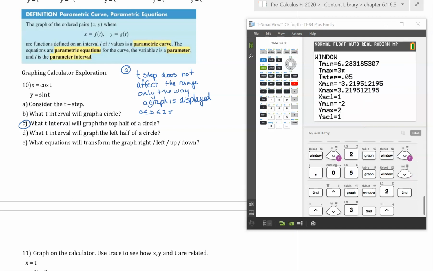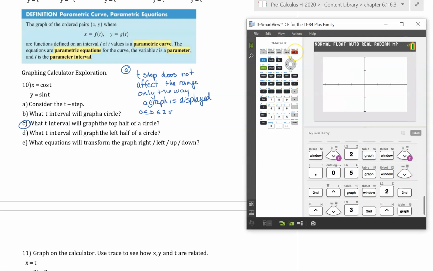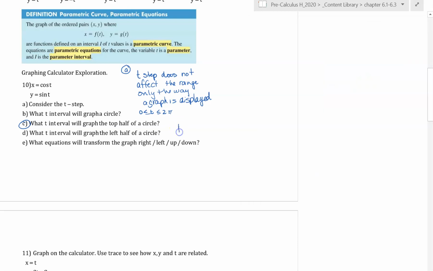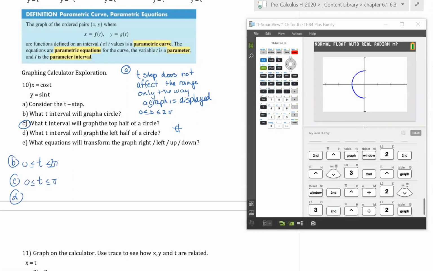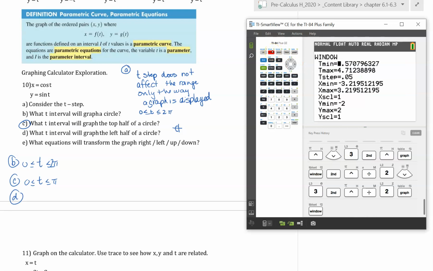Great. What if you would have done 2 pi to 3 pi? Yep, still works. Okay, so now think about part D. What t-interval will graph the left half of a circle? I'm thinking, like that. Give it a try. All right, let's see what I chose. So I have the left half of the circle, and I chose pi over 2 to 3 pi over 2.